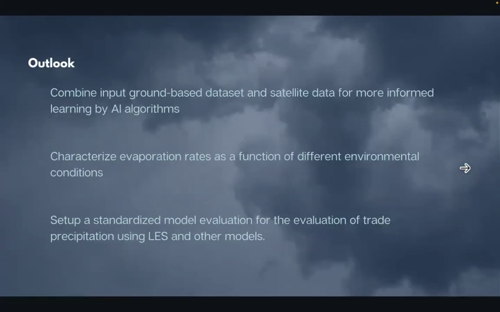One direction in which we want to go is to combine the input of ground-based data sets and the satellite data as input data for the AI, for the deep learning method, to provide more informed learning to the AI. The other is to characterize the evaporation rate as a function of different environmental conditions and compare what we observe with also SAR observations, for example from Dominique Bugnol. And also we are looking for models that want to be evaluated with those observations, because the idea would be to really compare with LES or other models that are providing some sort of output in this statistical sense.